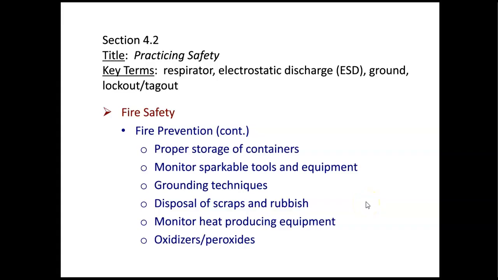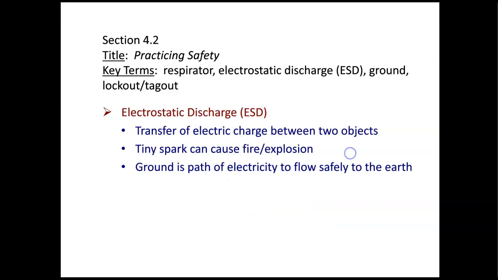Disposing of scraps and rubbish can also be very important, especially in areas where you get a lot of chips or sawdust or other types of debris that is prone to catch fire. And we do need to monitor heat producing equipment. And then, of course, we can talk a lot. There are oxidizers and peroxides that also need to be paid attention to in the way that they're stored and used to help prevent fires as well.